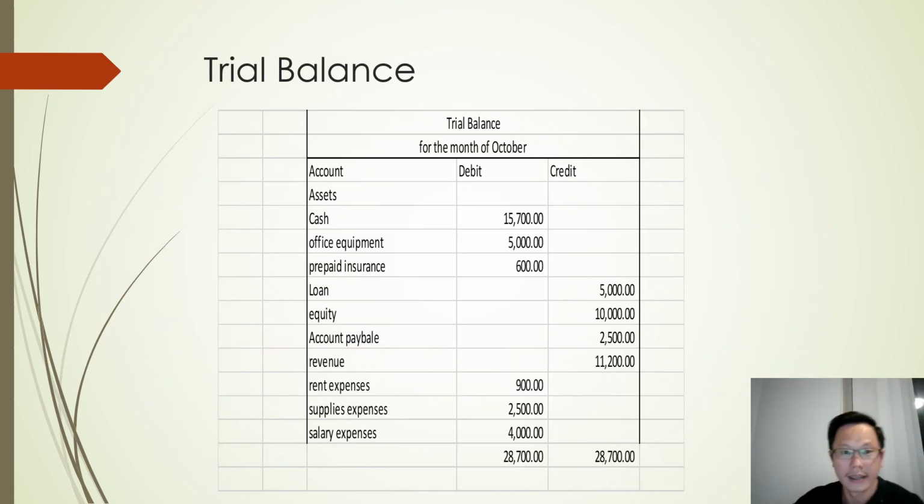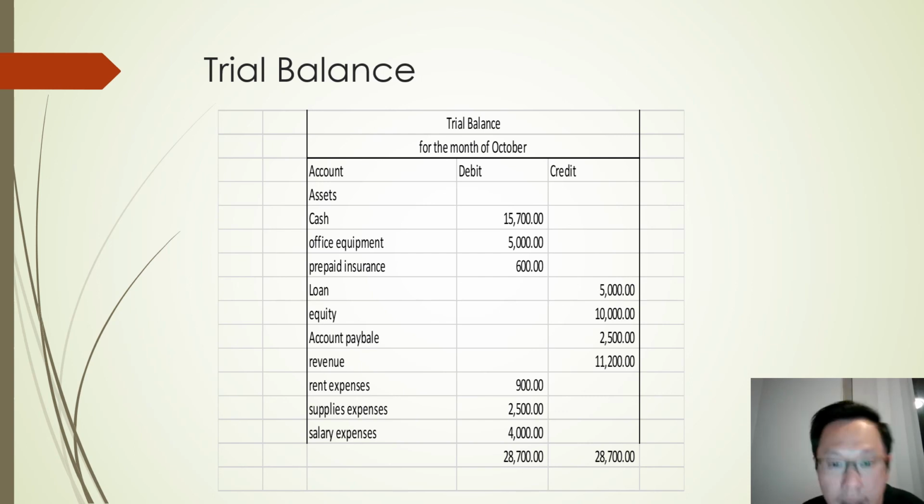In this slide, we're going to talk about the trial balance. What is a trial balance? A trial balance is an accounting report showing the closing balance of all the general ledgers. It is used to check that the total debit and the total credit are balanced. So if not balanced, that means there is some error with your trial balance. So let's take a look at my trial balance here.